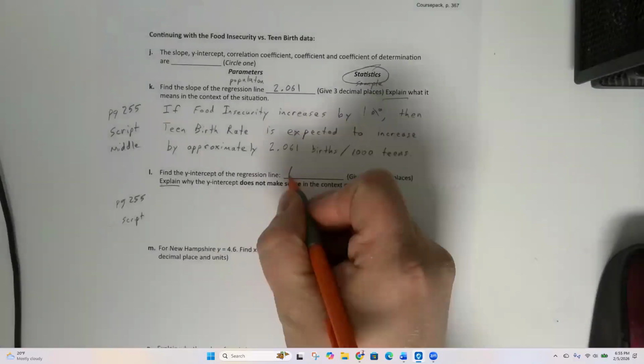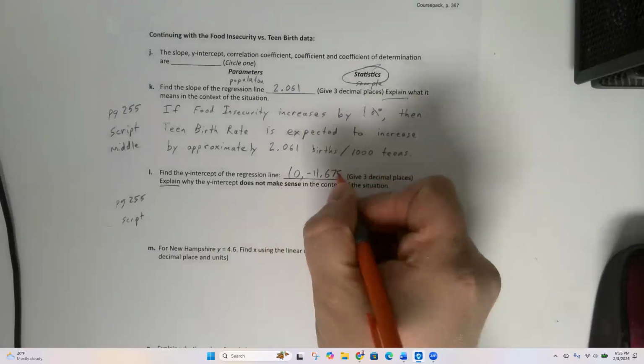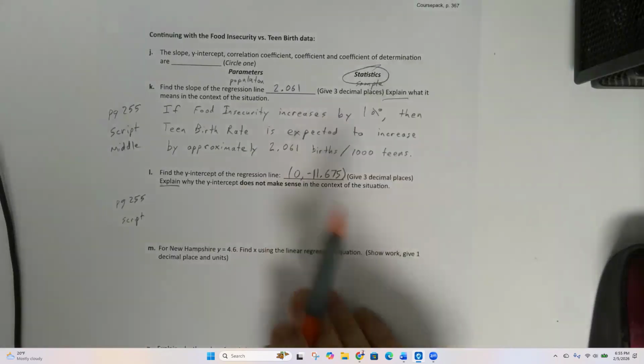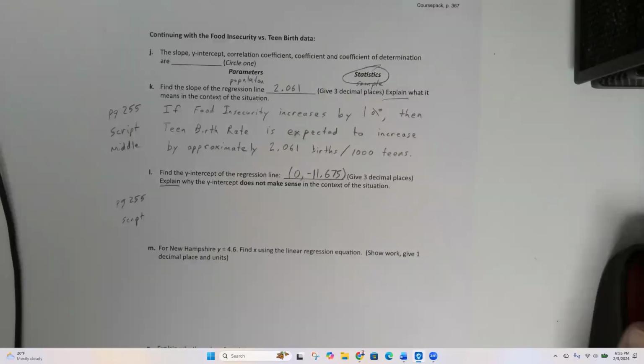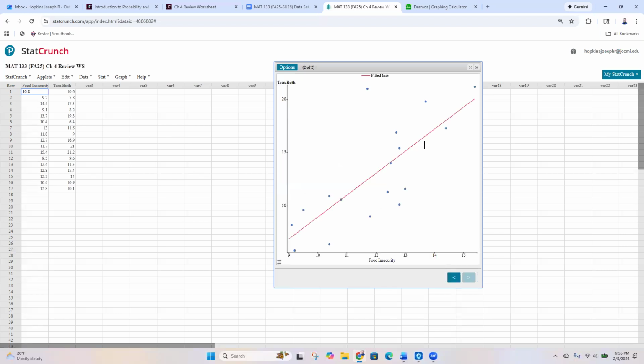Mike's got it for me. 0, comma, negative 11.675. Now, don't just write 11.675, okay? Because the y-intercept is not a single number. The y-intercept is a point on the line, okay? So, here's our line. Here's all of our dots, here's all of our states. Some of the dots are right on the line. Some of them are off the line. This one's way off the line, okay? The y-intercept is where the line hits the y-axis, okay? So that is a point.